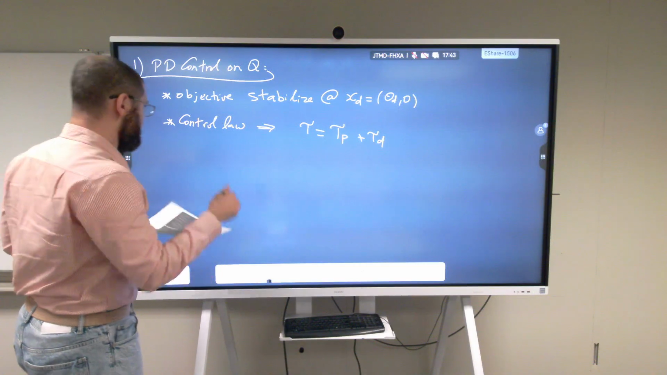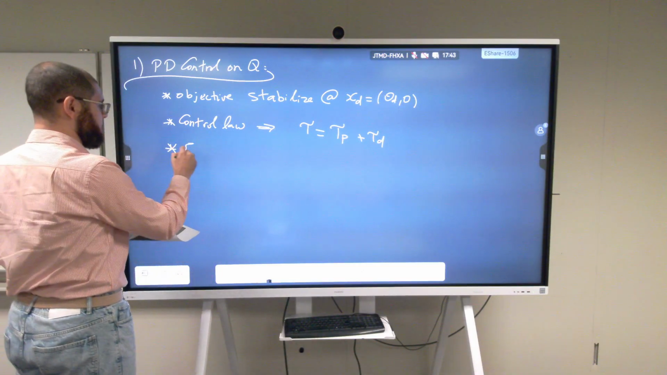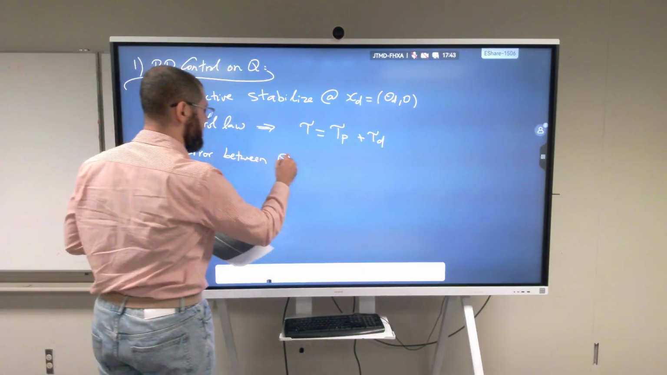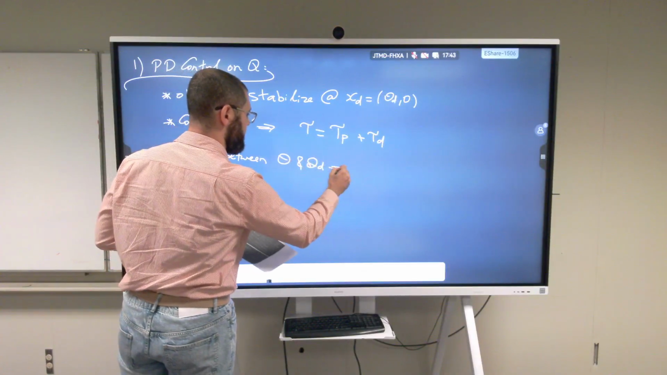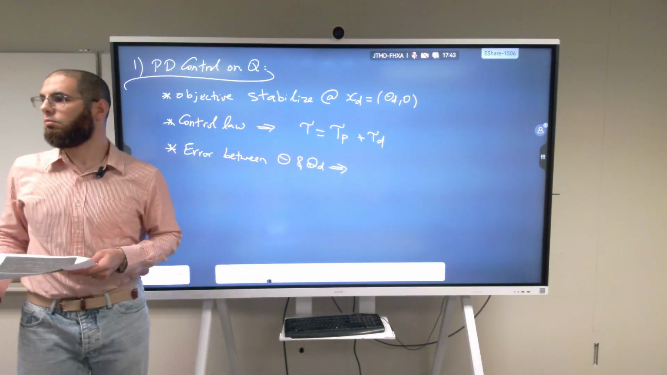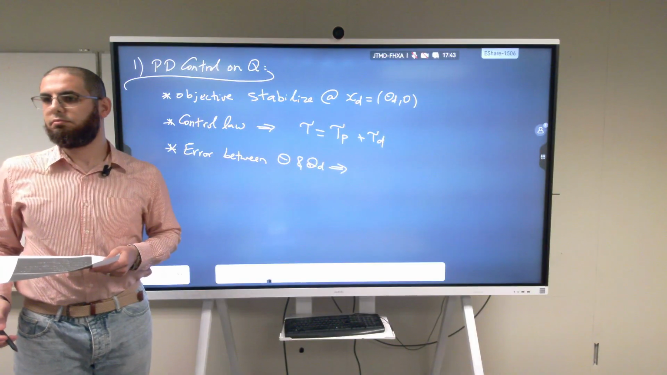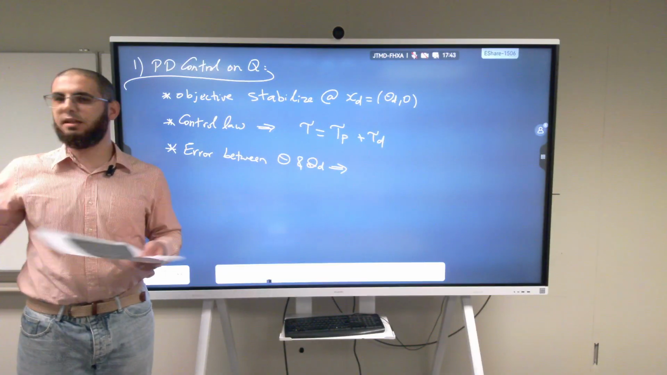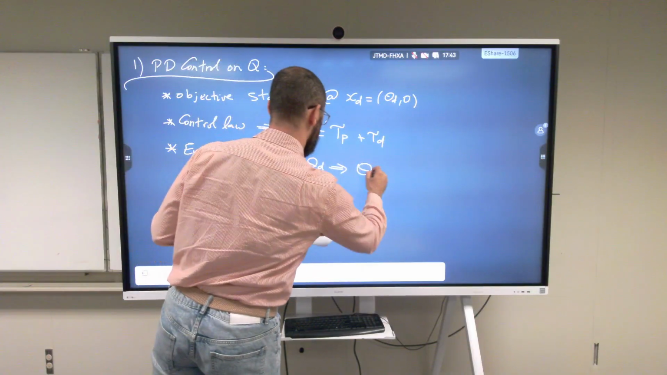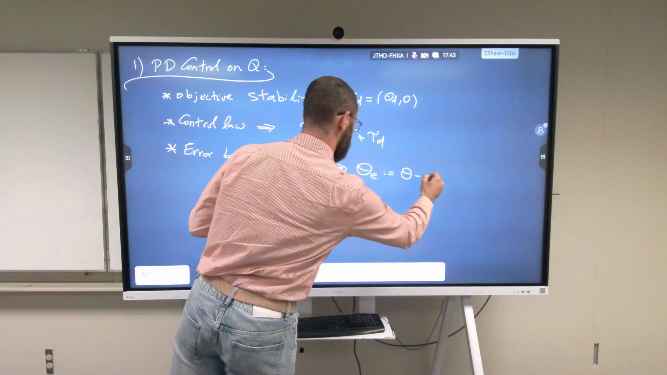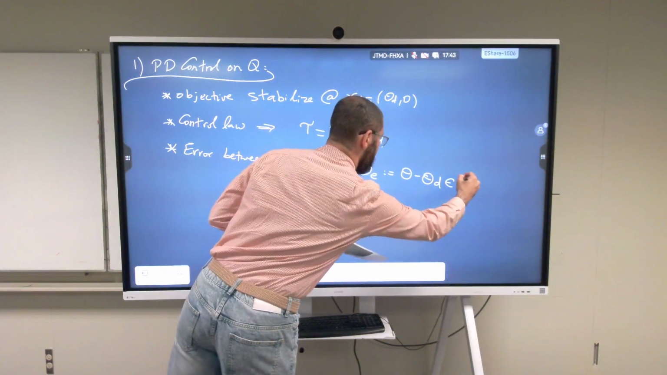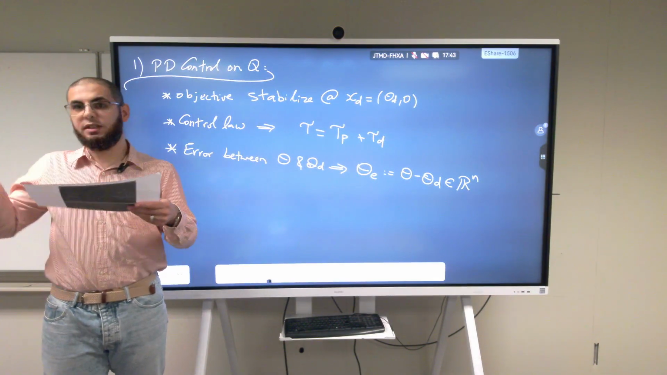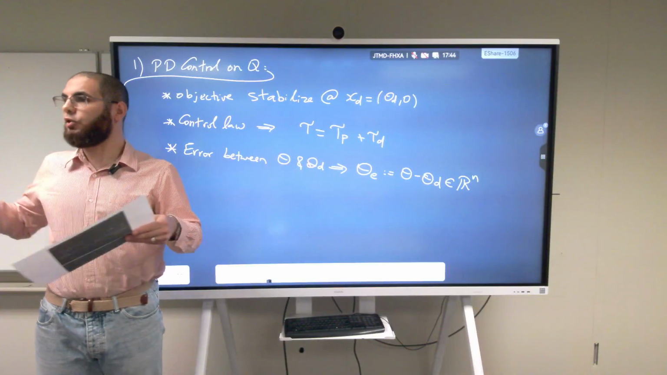To start, we need to define an error function, an error between theta and theta desired. Any ideas? What is the error? How do you take an error between two Rns? Theta minus theta desired. That's it. So theta error is simply defined as theta minus theta desired. Of course, this is valid because everything is Rn, even if I have this torus, because if I just restrict from minus pi to pi, it becomes just Rn.